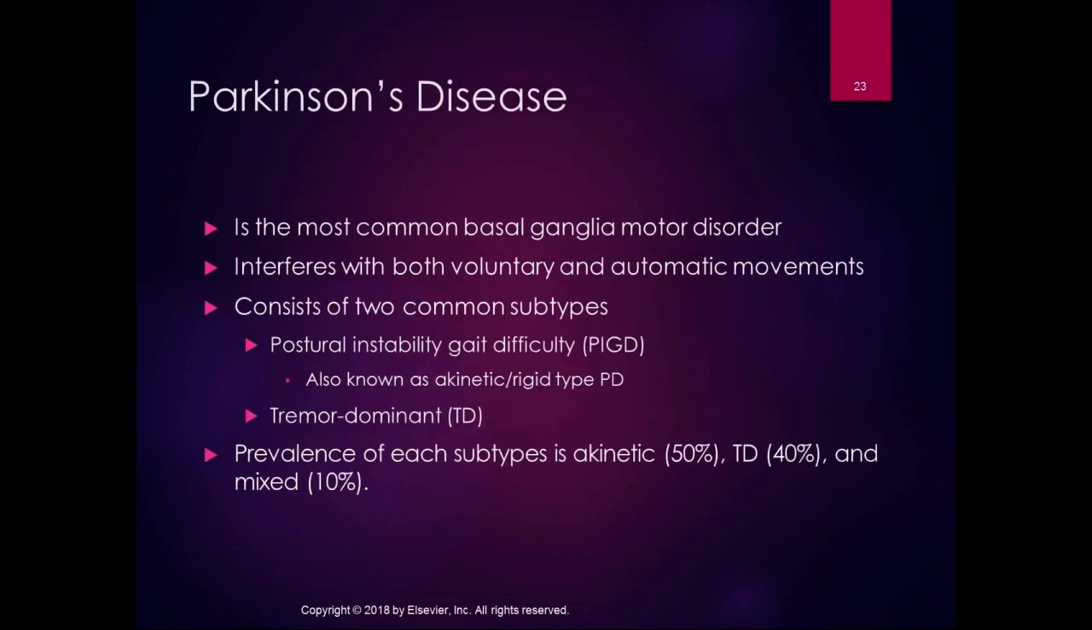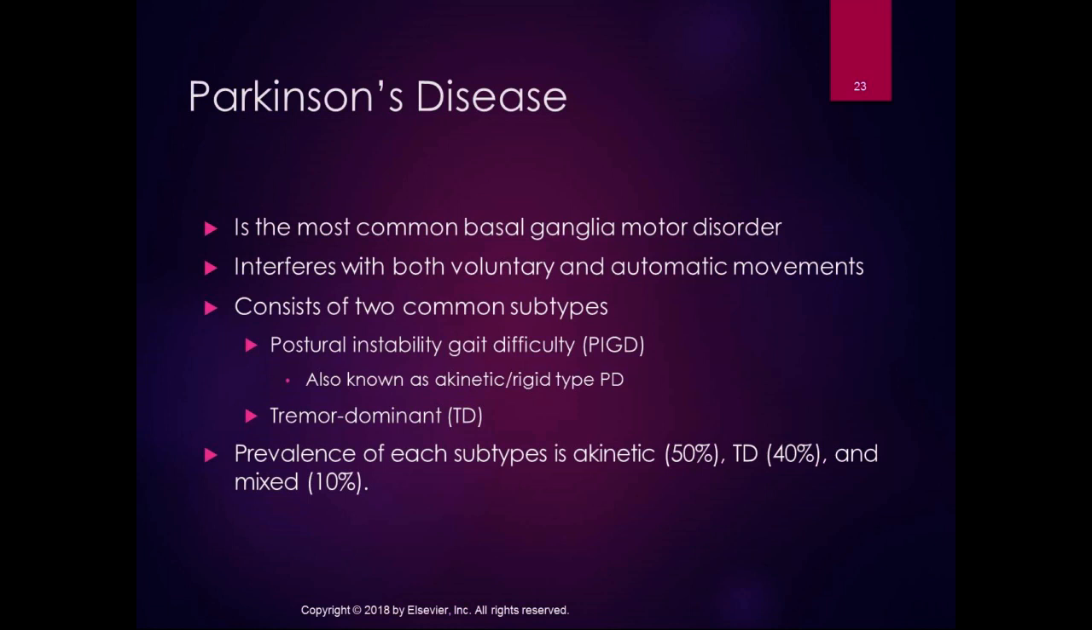So Parkinson's disease is the most common basal ganglia motor disorder. And even though it's classified as a motor disorder, the non-motor functions are affected as well. So there's a sensory, cognitive, and motor aspect of Parkinson's disease. But the motor symptoms are what send people in to get diagnosed. The dysfunction in Parkinson's disease interferes with both voluntary and automatic movements.